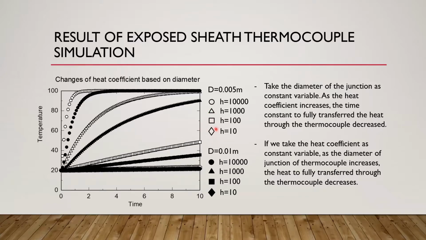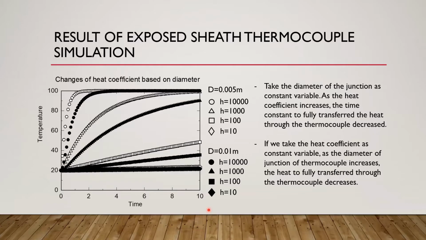square, and the fourth one is the spade, where the circle is representing the heat coefficient equal to 10,000, and the triangle is heat coefficient equal to 1,000, square is equal to 100, and the spade equal to 10. And there are two colors for each of the shapes, which are white and black. The white color represents the diameter of the exposed sheet thermocouple junction to be 0.005 meter, and the black one is 0.01 diameter.